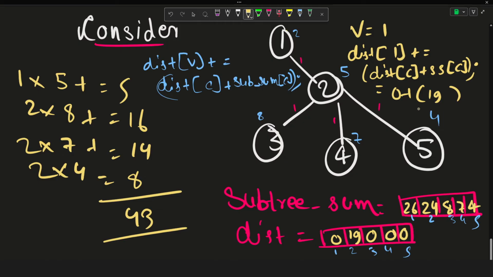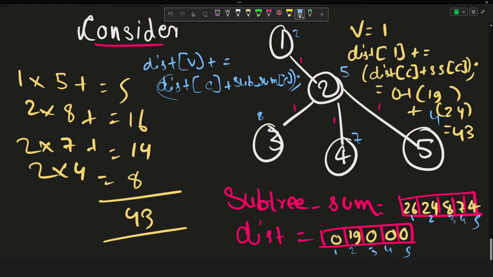So 19 plus the subtree sum of 2. What is the subtree sum of 2? It is 24. So on adding them up, that is 19 plus 24, we'll get 43. Let us verify that if it is correct for node 1, right?